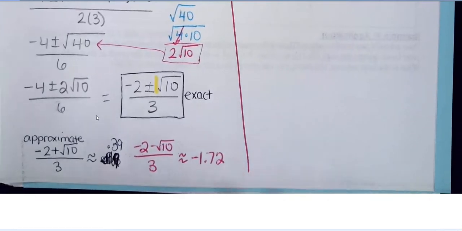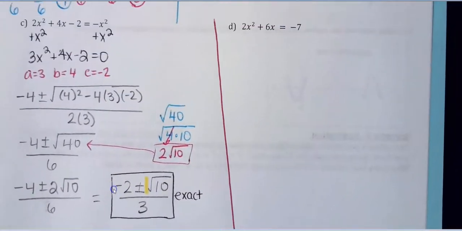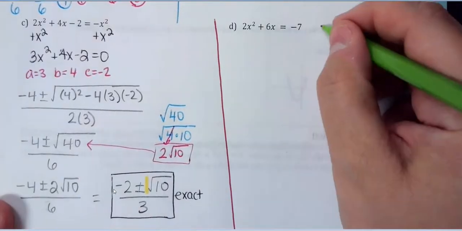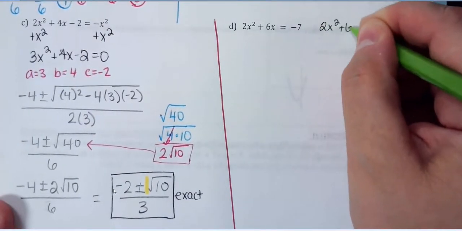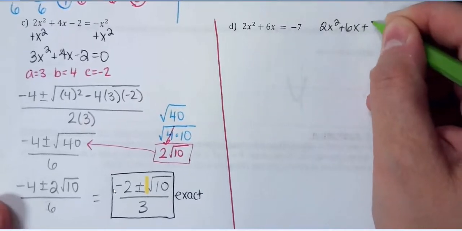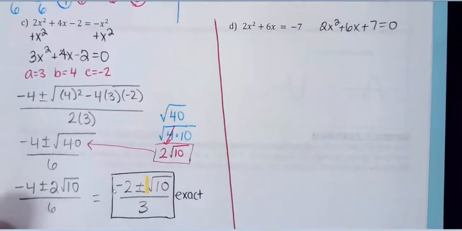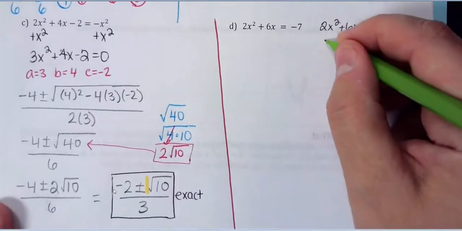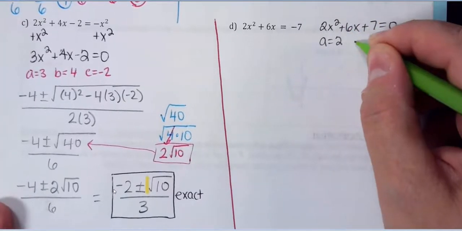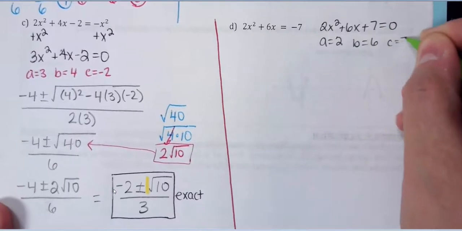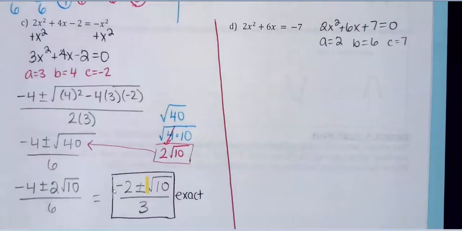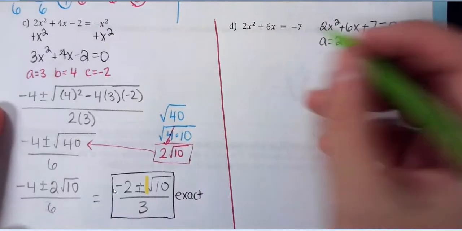And then the other 2 I didn't need to do that for because we had perfect squares under the square root. Okay, and I have one last one that looks a little different. Again, I want to set this equal to 0. So I'm going to add 7, and so it'd be 2x squared plus 6x plus 7 equals 0. So A would be 2, B would be 6, and C would be 7. All right, so we had one with 2 answers, one with 1 answer, one with approximate and exact answers because it had a radical. So here's our last one.